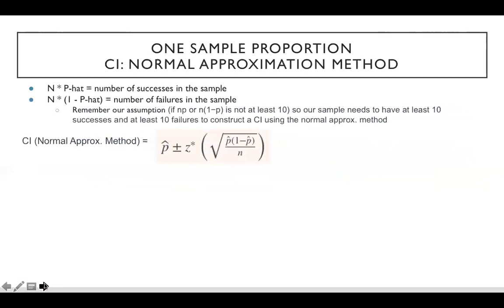So for one sample proportion of confidence intervals, we want to make sure that we calculate the number of successes and number of failures in our sample, and we want to make sure that each of those numbers is at least 10. Once we pass that, we can calculate our confidence interval. So our confidence interval is the p hat plus or minus z star multiplied by our standard error, which was given in the previous slide, but it's given again here.